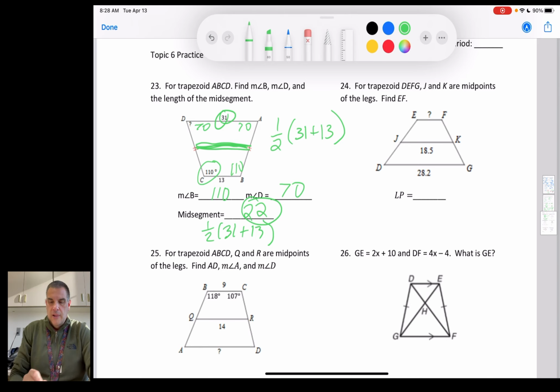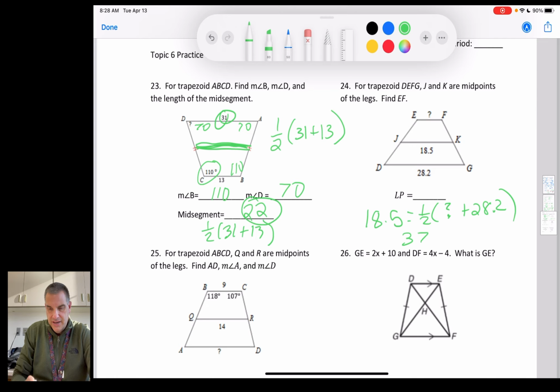Number 24. This time, we know our mid-segment is 18.5. So that's going to equal 1/2 of our question mark plus 28.2. So I'm going to multiply by 2. 18.5 times 2 is 37. That's going to equal question mark plus 28.2. So I'm going to go 37 minus 28.2, and that's going to give me my answer of 8.8. And we're done.